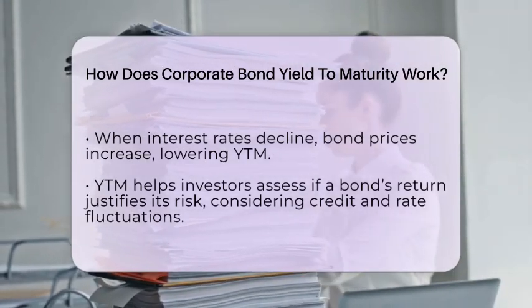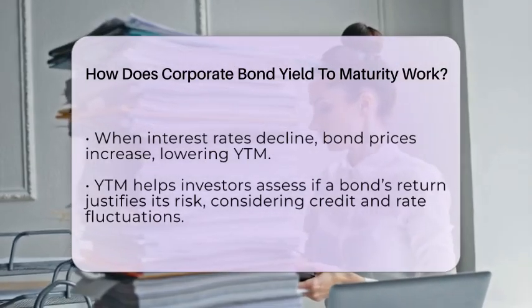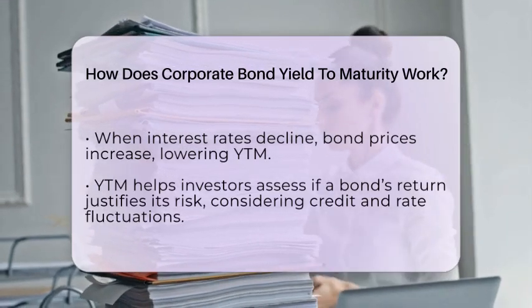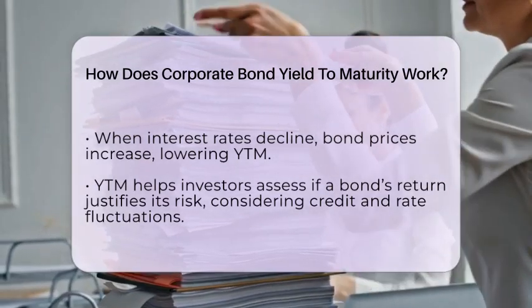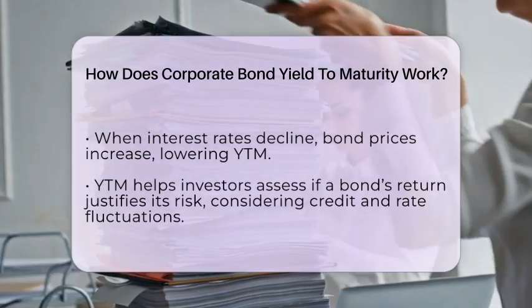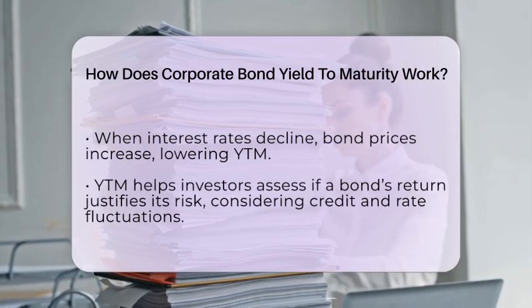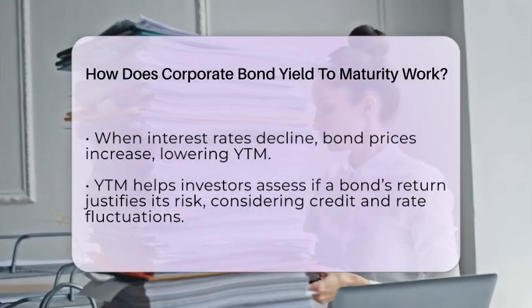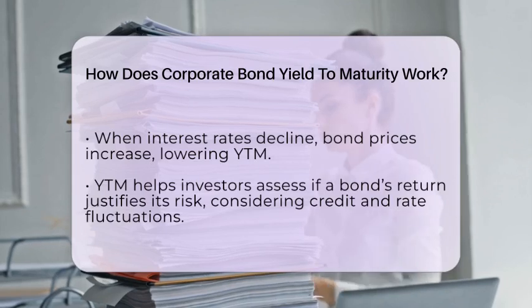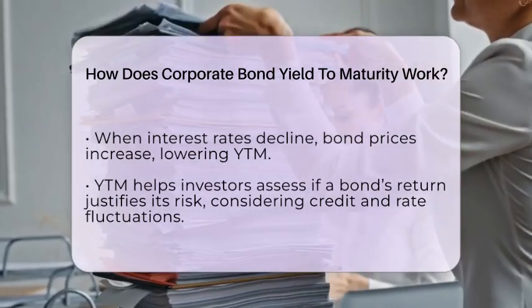For passive income seekers, knowing the yield to maturity helps decide if a bond's return is worth the risk, especially when considering credit risk and interest rate fluctuations. Yields also make it easier to compare bonds with different maturities and coupon rates. If you're aiming for steady income, you want to find bonds with attractive yields that match your risk tolerance.